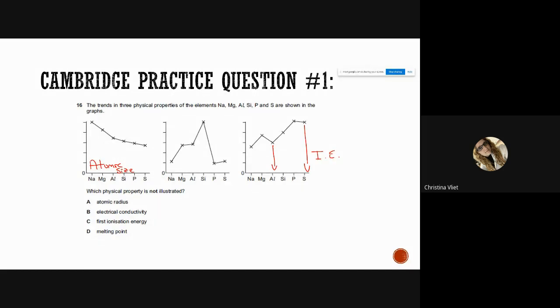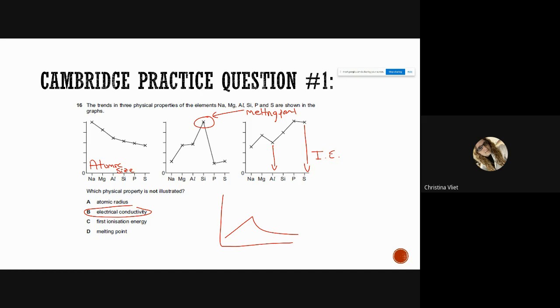Right? One of them has silicon super high. Which one is that? Melting point. The one not being shown is electrical conductivity. And what would that have actually looked like? Something like that, right? But not exactly. It would be 1, 2, 3, and then that. But that's 4.